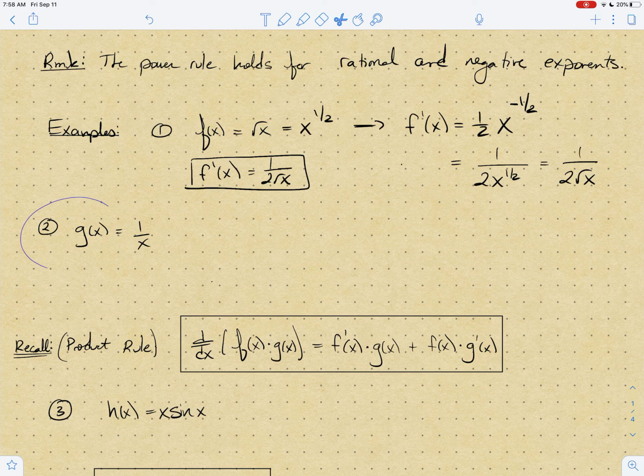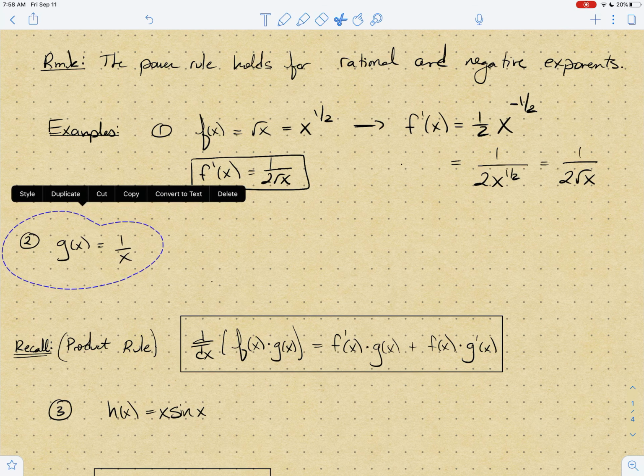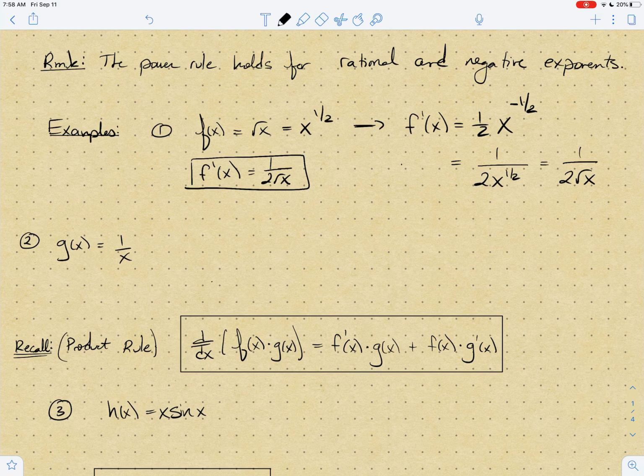I did this example just very recently with you guys in class, but we did it with the definition of the derivative taking limits. Let's realize we can write 1 over x as x to the minus 1, and so this means that g prime of x is just negative 1 times x to the minus 2, which is negative 1 over x squared, which is what we got when we worked it out. So that is how you can use the power rule in these other situations.